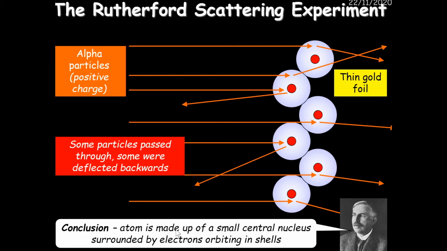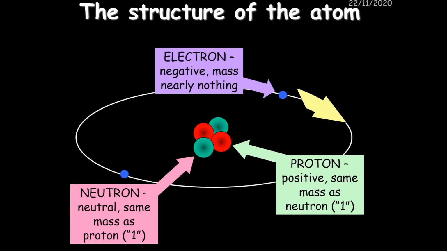So the conclusion: an atom is made up of a small central nucleus, which we can see here in red. This isn't to scale. It is surrounded by electrons orbiting in shells. So the atom, as we now understand it, is like this. You've got protons and neutrons in the middle. A proton has the same mass as the neutron. The proton has a positive charge. The electrons have a very, very small mass, a 2,000th the size of the proton, and have a negative charge.